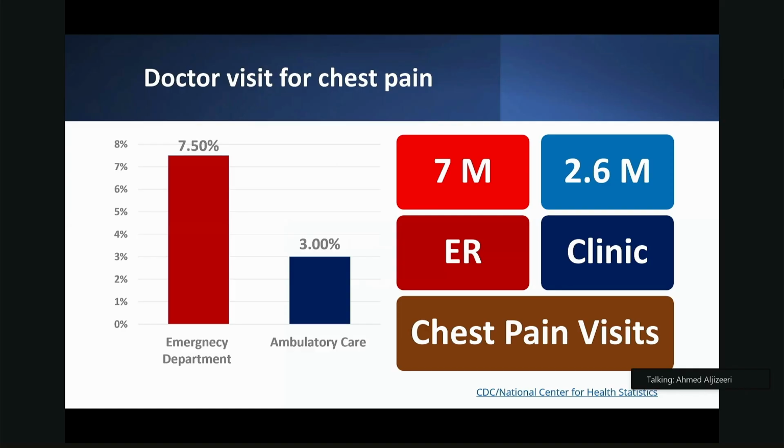Now, why do we care about chest pain? Chest pain is among the commonest presentations in our ER or even ambulatory care visits. 7.5% of visits to emergency departments in the US are related to chest pain, and 3% of ambulatory care visits are related to chest pain. This may not seem like a lot, but in numbers, it is 7 million visits in the ER and 2.6 million visits in the clinic, a total of 10 million visits. You could imagine the impact of that on our healthcare system.